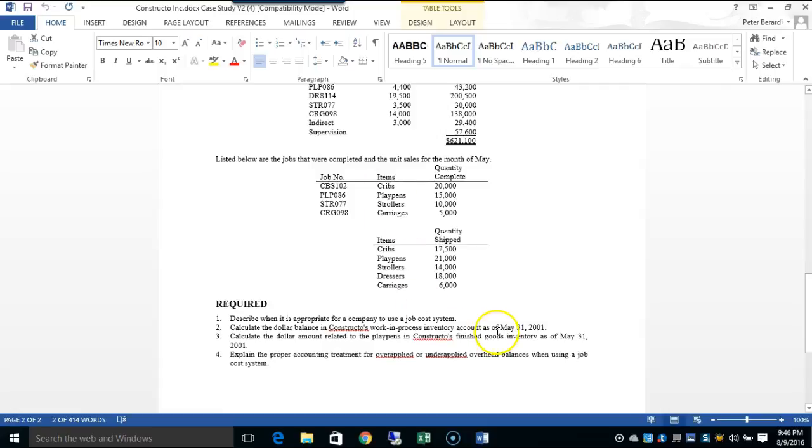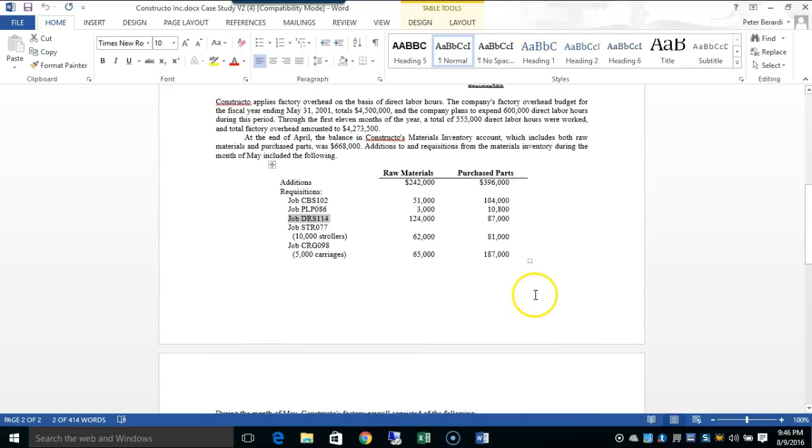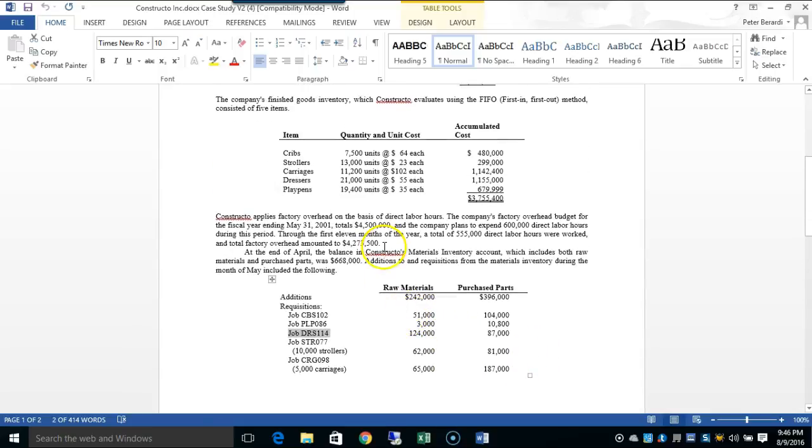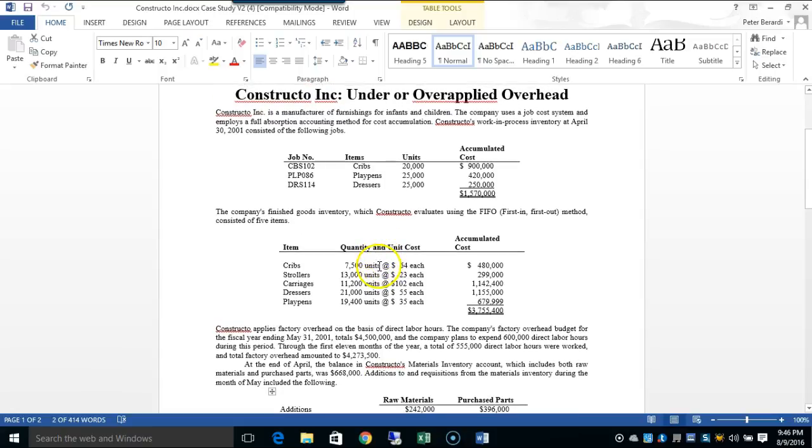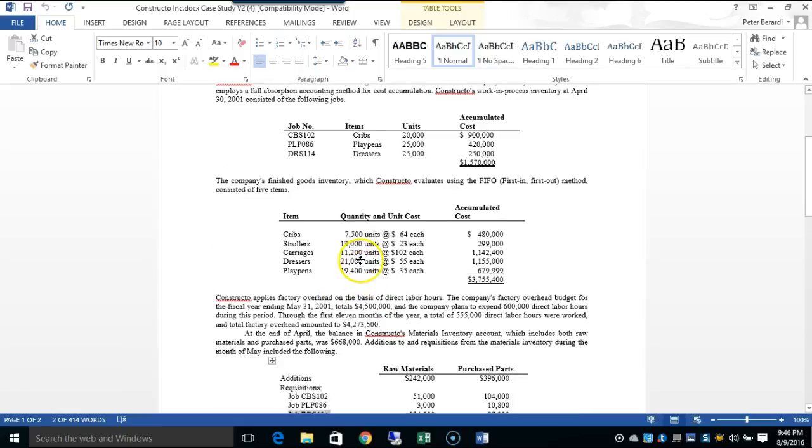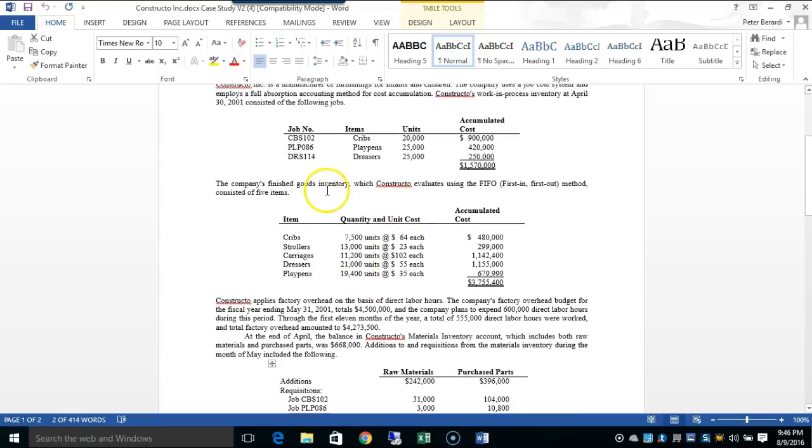Calculate the dollar balance in work in process account on May 31st. So you're probably panicking and saying, well, I've got to figure out the ins and outs of WIP for all these jobs. But all these jobs are completed except DRS. So the only thing you have to worry about is figuring out DRS work in process.